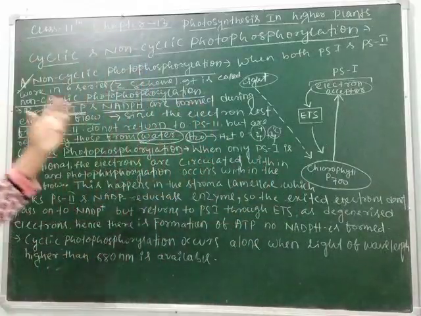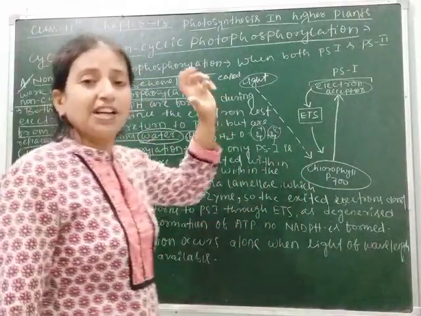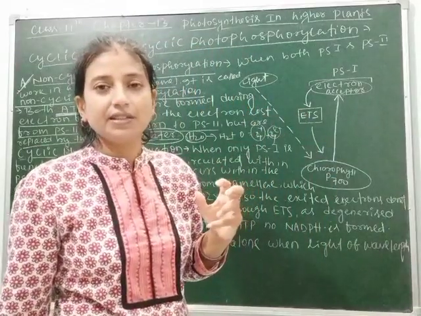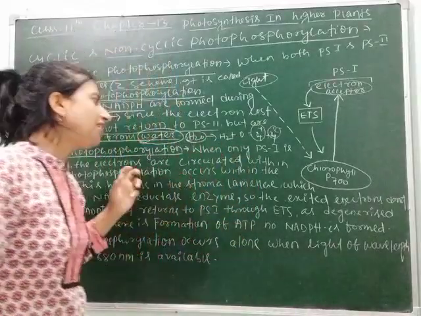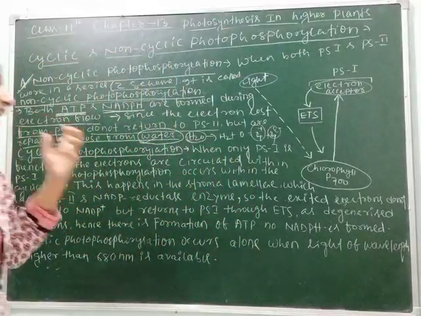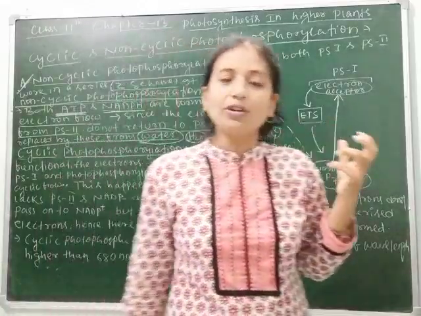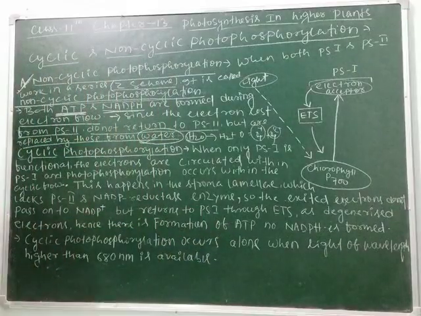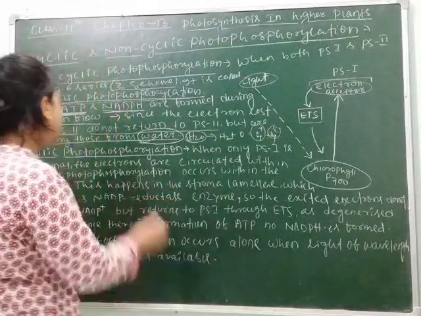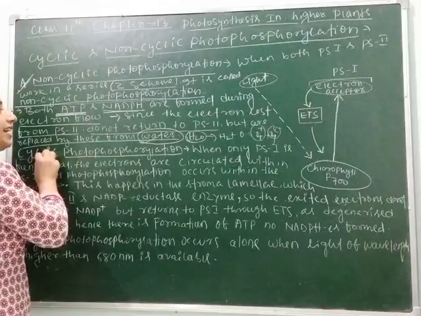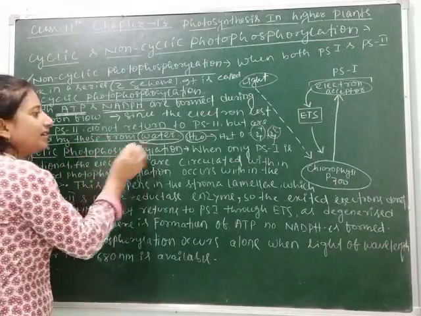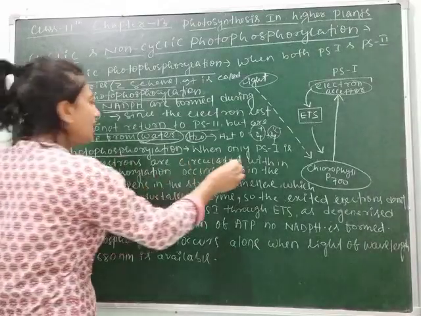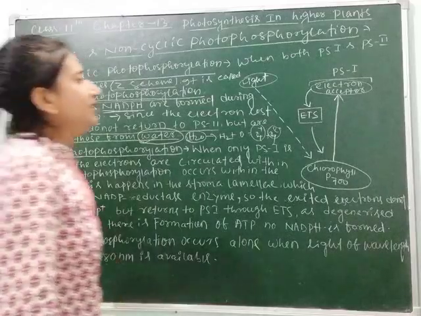And it is possible where the absorption of light is more than 680 nanometers. Clear? When the absorption of light is more than 680 nanometers, it means 700. So PS1 has the ability to trap light up to the 700 range. That's why in cyclic photophosphorylation, only PS1 is functional. The electrons are circulated within PS1.